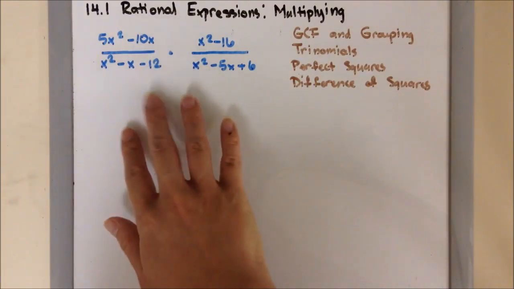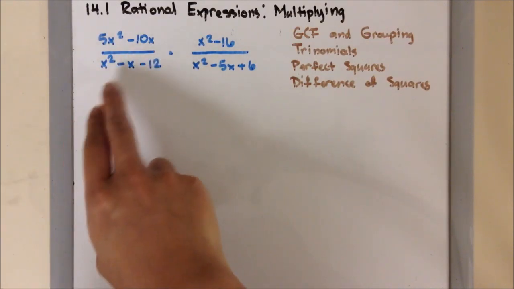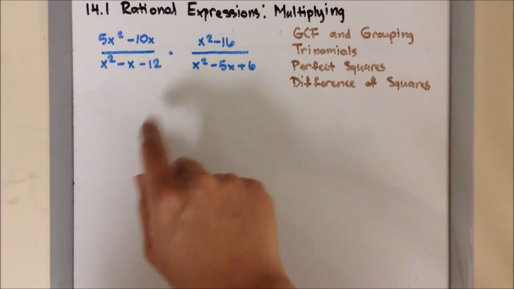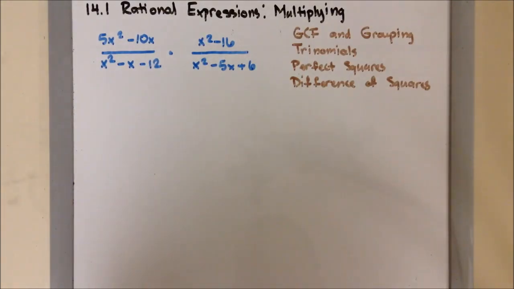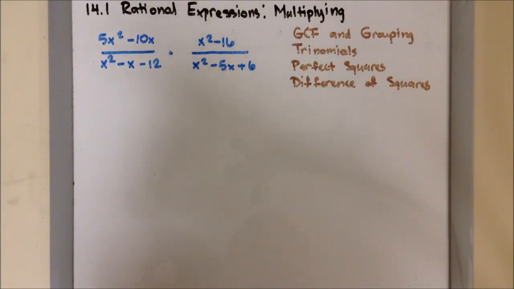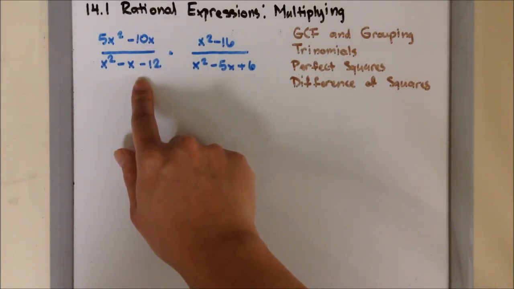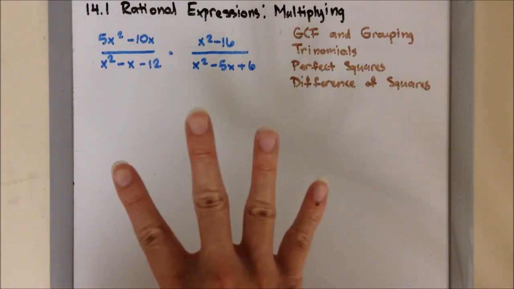Now, in this example, our first fraction is 5x squared minus 10x over x squared minus x minus 12, times the second fraction, x squared minus 16 over x squared minus 5x plus 6. So we're multiplying fractions, but before we can actually multiply, the first thing you want to do is make sure it's multiplying. Second, we're going to factor each part. We have the top and bottom of the first fraction, and the top and bottom of the second fraction. So we have 4 parts, meaning we're going to factor 4 times.